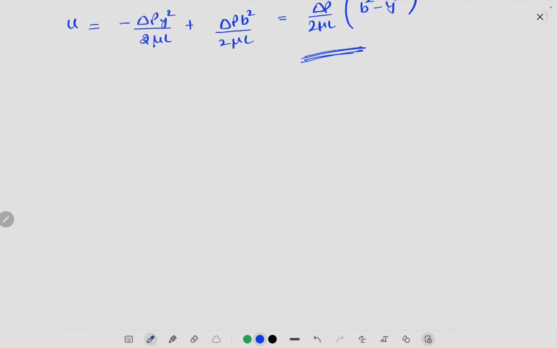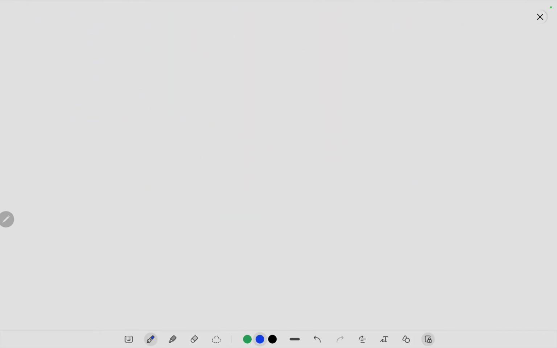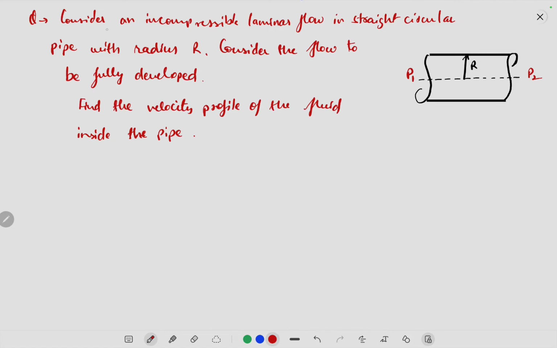Now let's take another problem where this time we have a cylindrical pipe. So the next problem states that consider an incompressible laminar flow in a straight circular pipe with radius capital R. Consider the flow to be fully developed and find the velocity of the fluid inside the pipe. Okay, so I think this term is new. So let's first discuss what a fully developed flow means.